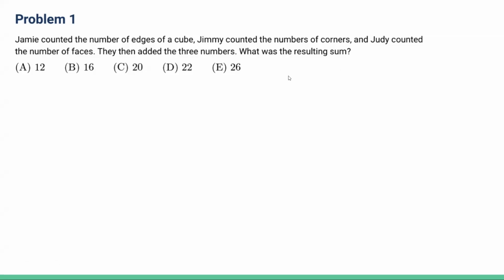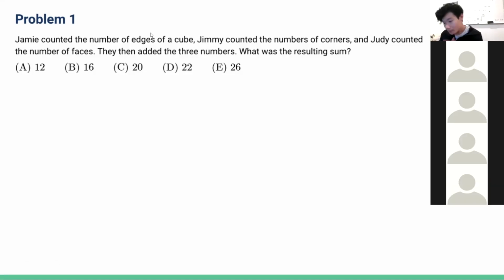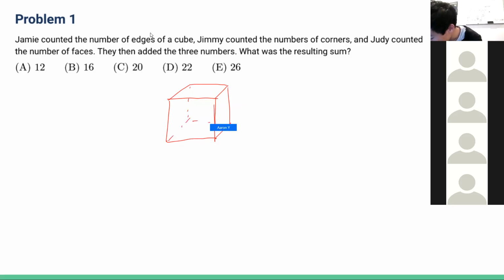All right, cool. So problem one says Jamie counted the number of edges on a cube. Jimmy counted the number of corners, and Judy counted the number of faces. Then they added the three numbers. What was the resulting sum? So first one is pretty simple. We're basically going off knowledge that we already know, right? So let's just draw out a cube. I have my basic cube. Here, I'll draw out the insides just to be clear.